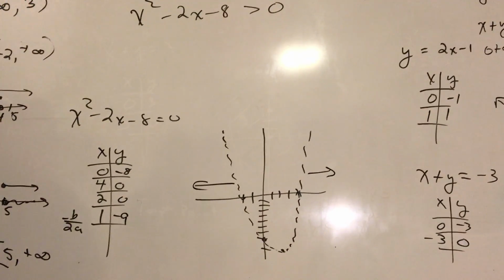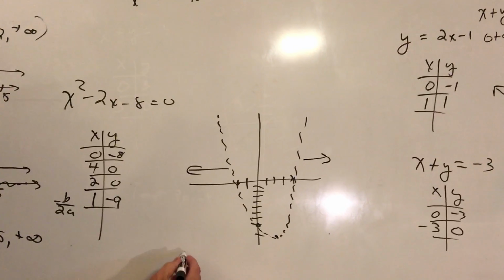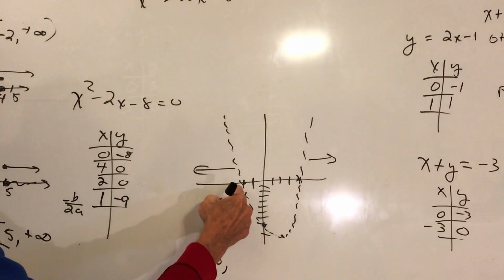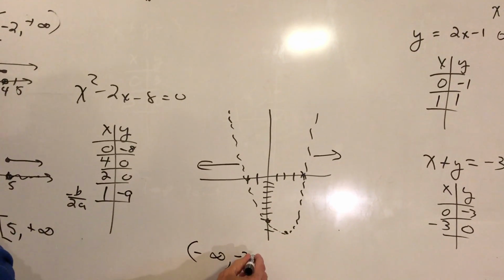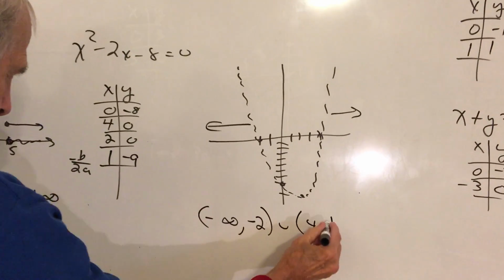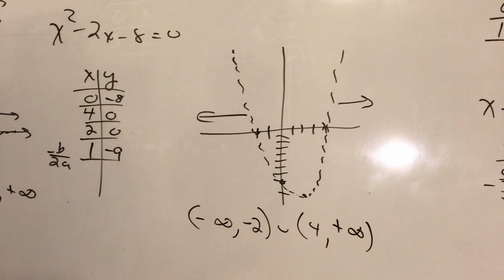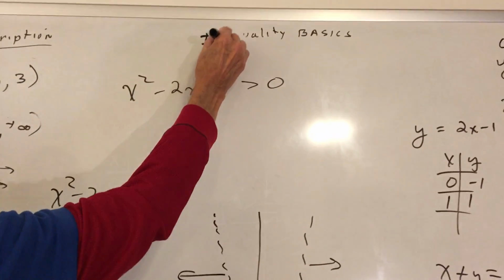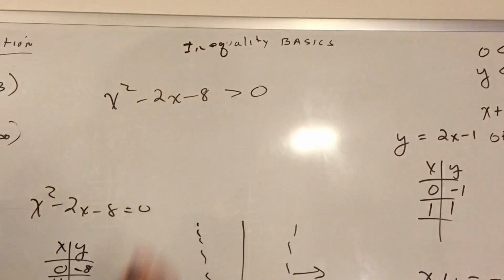So to describe that with interval notation, you would say from negative infinity to -2, union, 4 to positive infinity. Alright, those are some of the inequality basics.